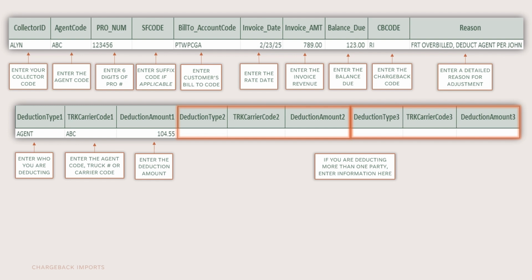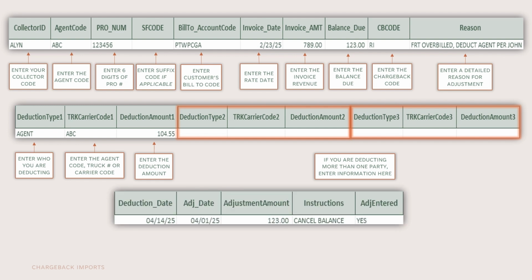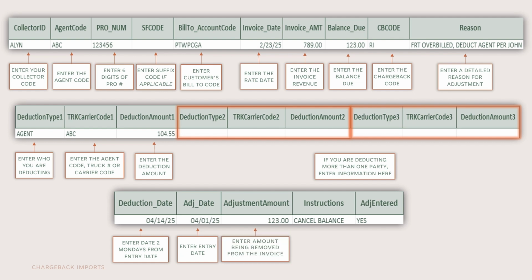So once you have your deduction types entered and your amounts, we come down to the bottom of what would be the chargeback form, and we would complete our deduction dates, which would be 2 Mondays out from our entry day, which is our adjustment date. We give our adjustment amount. That's the amount we want removed from the invoice. You complete your instructions to the cash team. And in this last box, you would enter yes. For adjustment entered, this is the same thing as you checking that box in the chargeback data form.